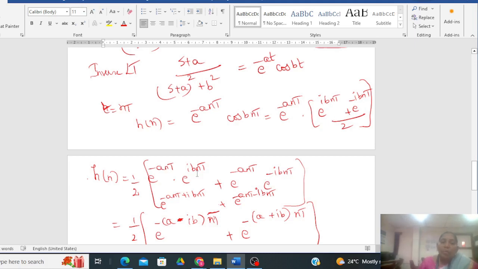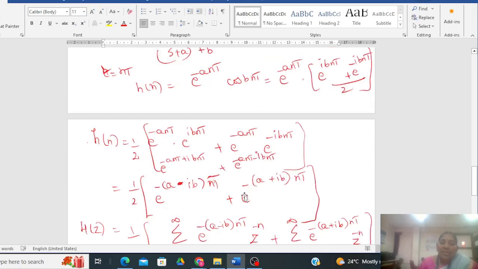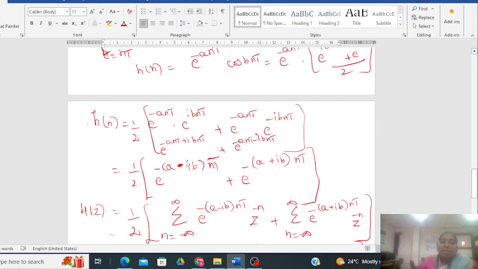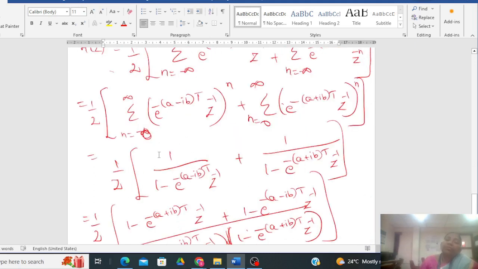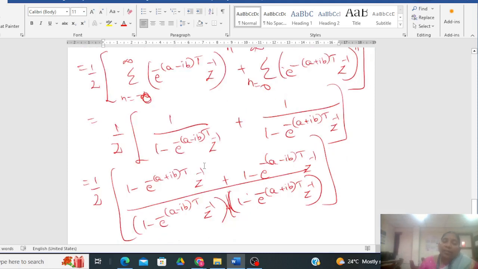So now we take the nT as common outside. So we will be having the expression like this. After that, when you apply the z transform to it, it is 1 by 2 of 1 by 1 minus e power minus of a minus jb of T z inverse plus 1 by 1 minus e power minus of a plus jb of T z inverse. Now when you take the LCM of it and then simplify it further, you will be having this expression.